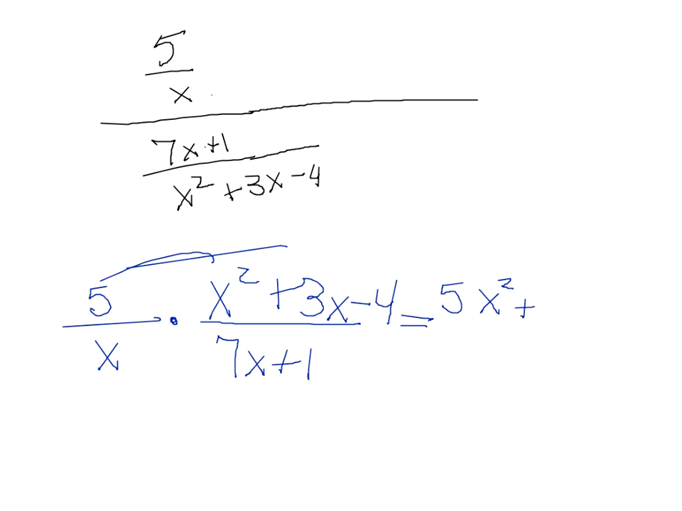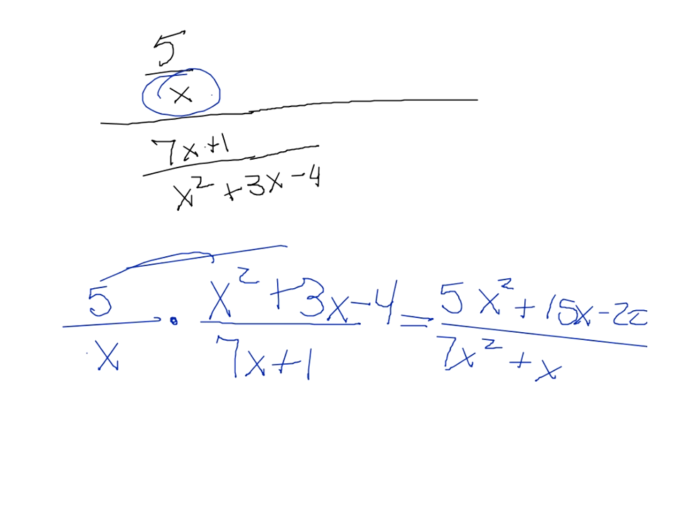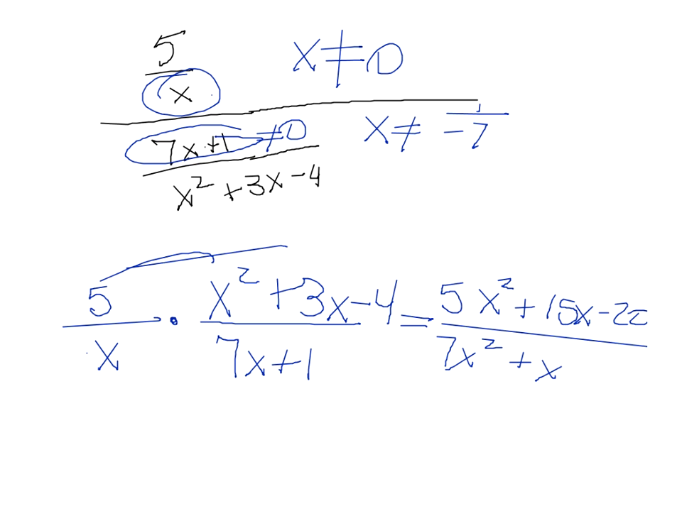So that's going to give me 5x squared plus 15x minus 20. And then on the bottom, we multiply, so it's going to give me 7x squared plus x. X can't be 0, because I would divide by 0 there. This can't be 0, because that would make this whole fraction 0. So x cannot be minus 1/7. And finally, this cannot be 0, because then we would divide the denominator fraction by 0.